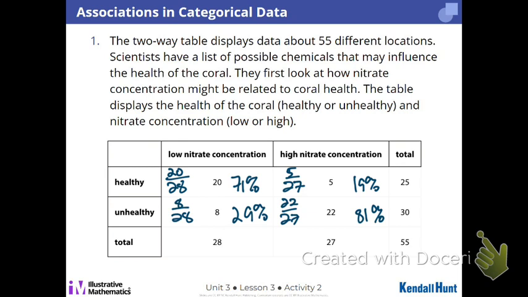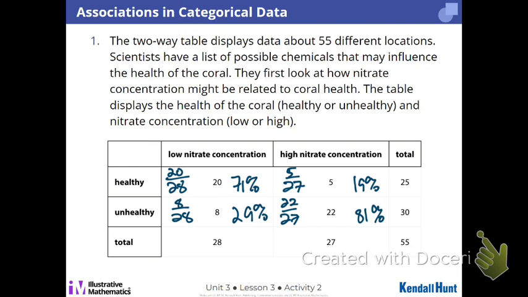Is when there is low nitrate concentration, does it look like there is a correlation between our variables? Which had a higher level? Healthy one. Yeah, so low nitrate, healthy coral. What about high nitrate? Unhealthy. Okay, so does that look like there's a possible association? Yes. It looks like it, right? Nitrate levels look like they determine relative health of coral, okay?